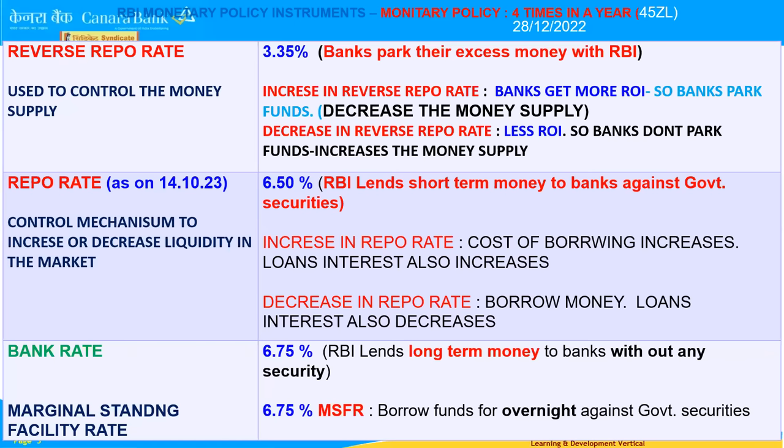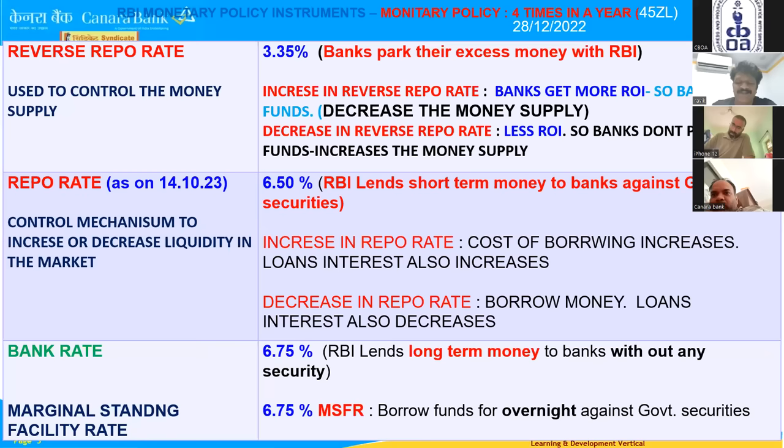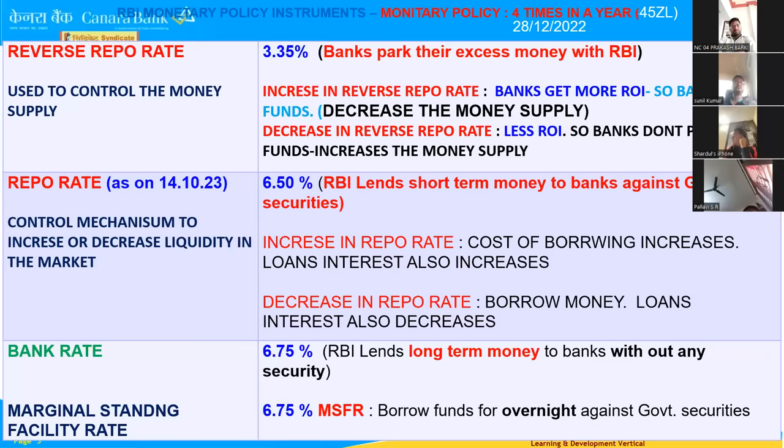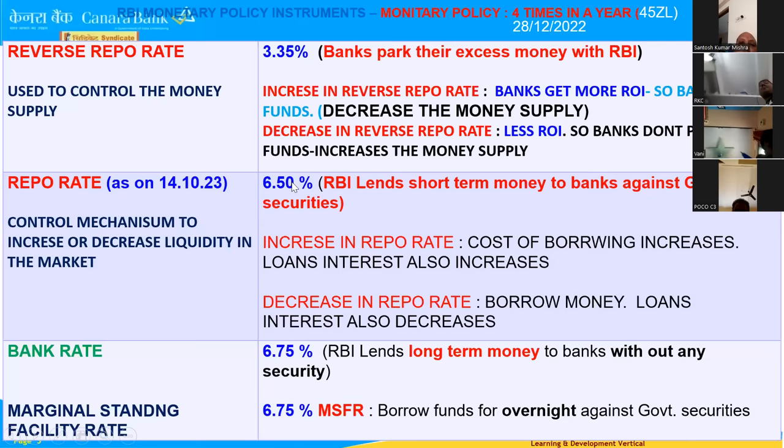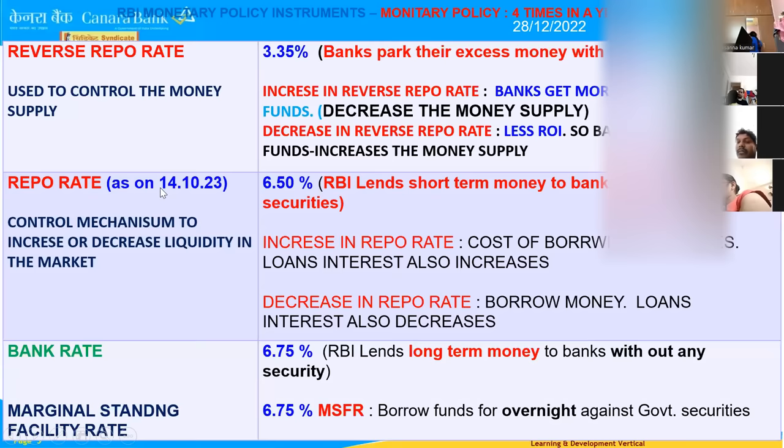Now let us see what the reverse repo rate and repo rate are. Reverse repo rate is when your bank is keeping money with RBI. So if you remember 3.35 is the very lowest rate of interest, you will understand the concept: the bank is parking its excess money with RBI. That means the bank is depositing the money. If the bank wants money, if the bank has a shortage of money, then RBI charges 6.5. This is the difference between repo rate and reverse repo rate. First, understand the concept. Then, how is the repo rate being used by RBI?